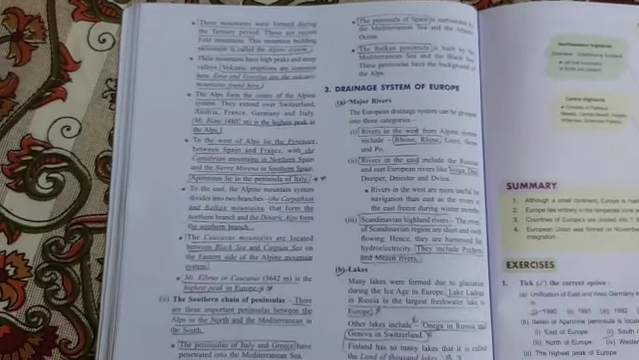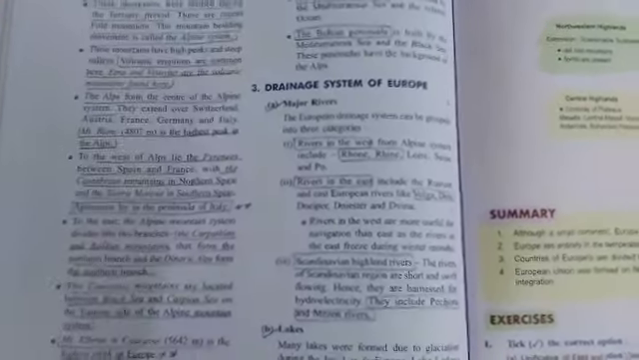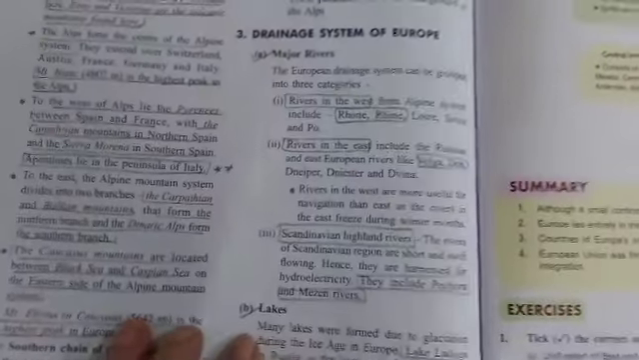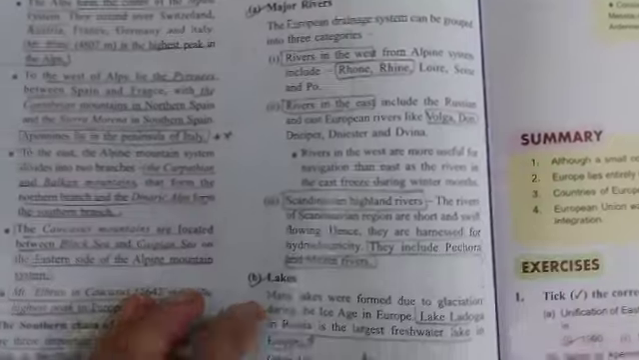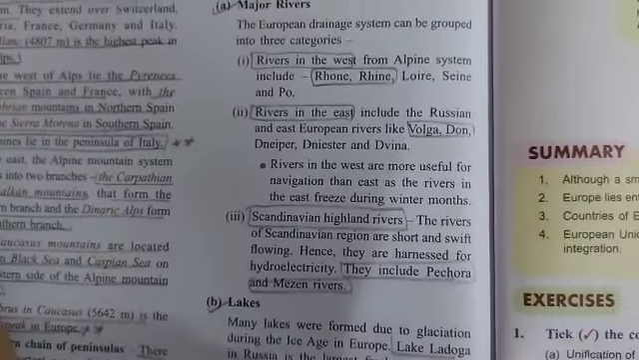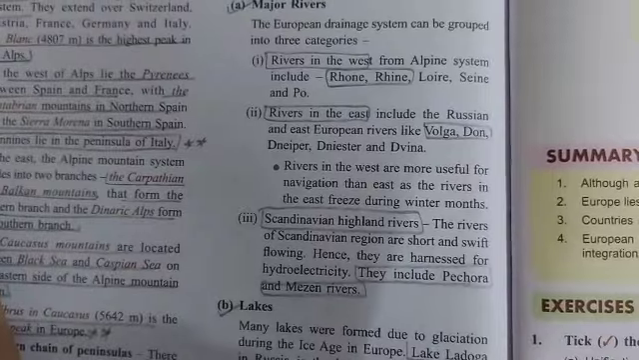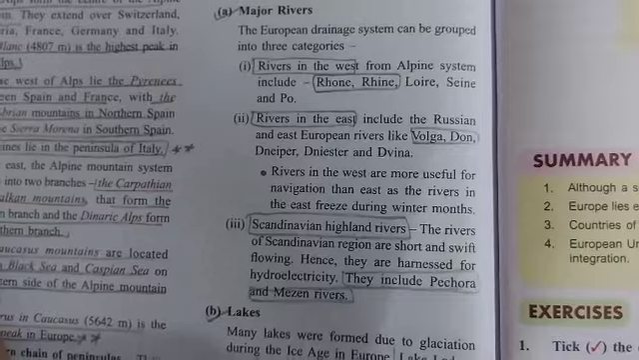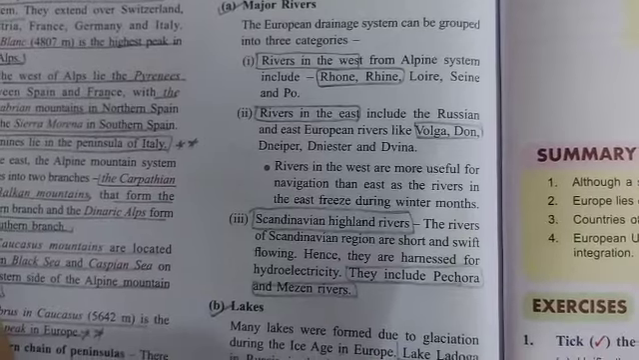Right? Okay. Let's come to the next point, that is the drainage system of Europe. Whatever lines are marked here, only those we need to mark. The rest of them we can leave. In the major rivers, what is given? The European drainage system can be grouped into 3 categories. Rivers in the west, mark it. Rivers in the east, mark it. Scandinavian highland rivers, mark it.